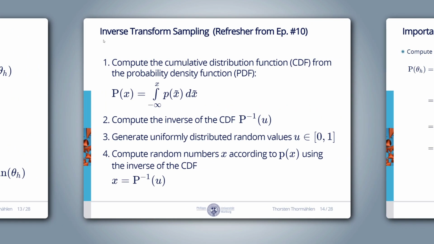Here is a quick refresher from episode number 10 on inverse transform sampling. Step 1. Compute the cumulative distribution function, CDF for short, from the probability density function, PDF for short. By definition, the CDF capital P of x is computed by the integral of the PDF from minus infinity to x. Step 2. Compute the inverse of the CDF. Step 3. Generate uniformly distributed random values u in the interval from 0 to 1. Step 4. Compute random numbers x according to P of x using the inverse of the CDF.